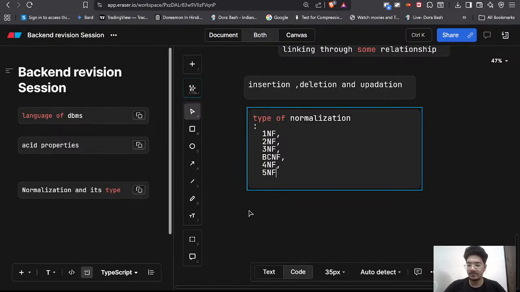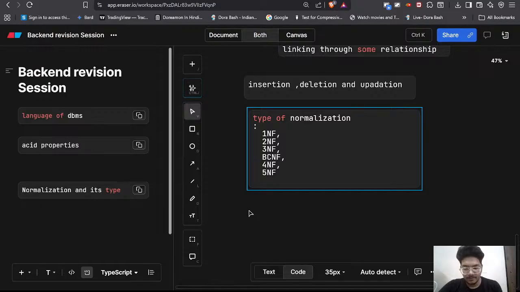What is 1NF form? 1NF is known as the first normal form. A relation is said to be in 1NF if it contains only atomic values. And 2NF is known as the second normal form. A relation is said to be in 2NF if it is in 1NF. The primary condition for any further NF form is to have the previous NF form in it.